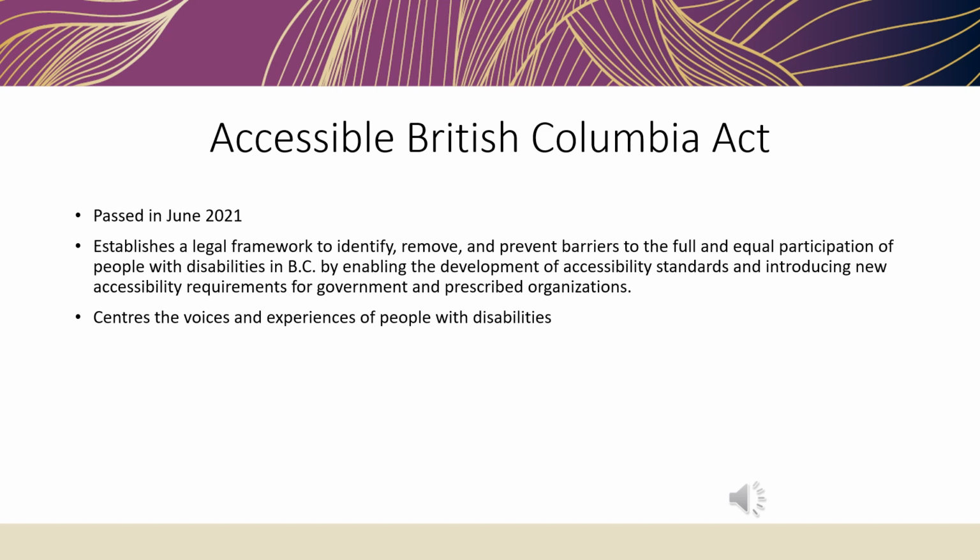The Accessible British Columbia Act explicitly refers to universal design. The Accessible BC Act was passed in June 2021. It establishes a legal framework to identify, remove, and prevent barriers to the full and equal participation of people with disabilities in BC. It does this by enabling the development of accessibility standards and introducing new accessibility requirements for government and prescribed organizations. Importantly, the Accessible BC Act centers the voices and experiences of people with disabilities.